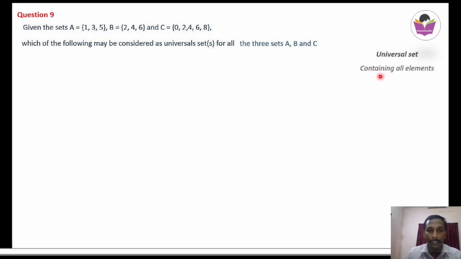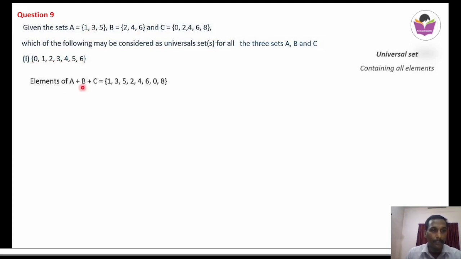It is a set containing all the elements. That means you have to check whether the given set contains these elements: 1, 3, 5, 2, 4, 6, 0, 2, 4, 6, 8. These are the elements of the three sets, and these elements also should be there in the given set. Then we can say that it is a universal set of the three given sets. Here the first set is {0, 1, 2, 3, 4, 5, 6}. This is the set given to us.